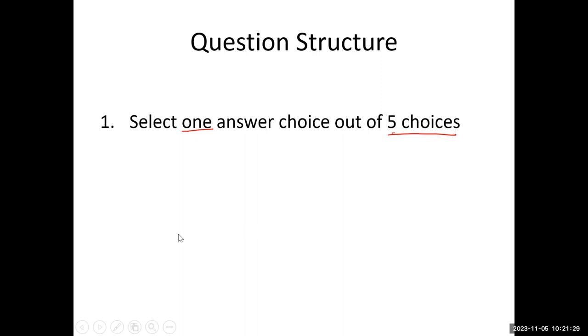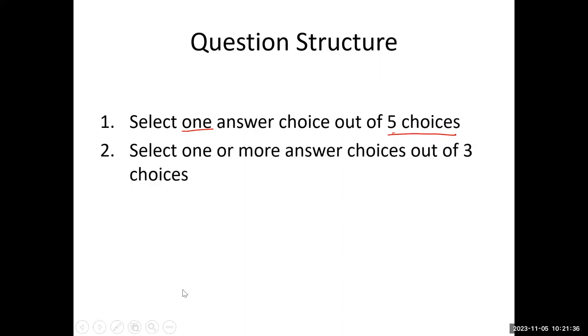Sometimes they will give you questions which will have not five but three choices. If a question has three choices, that means there can be more than one answer. Okay, so remember this difference. If there are five choices, only one is going to be the answer. If there are three choices, then more than one answer is possible. It's possible that all the three can be correct as the answer, two of them can be correct as the answer, or just one of them is going to be correct as the answer.